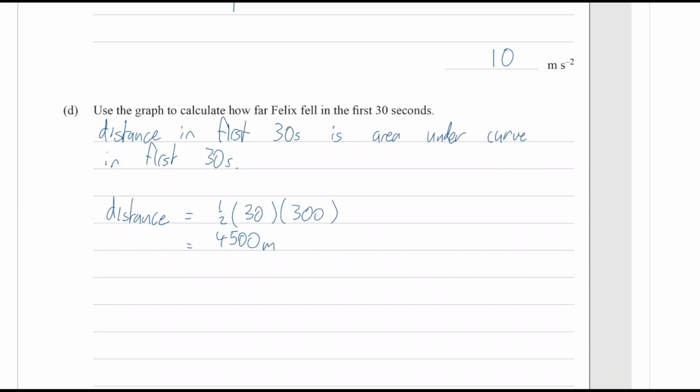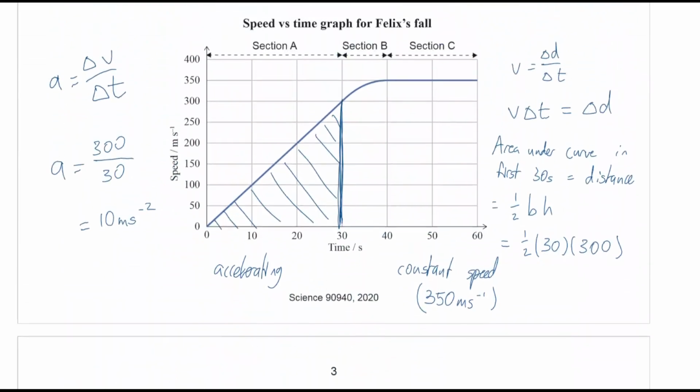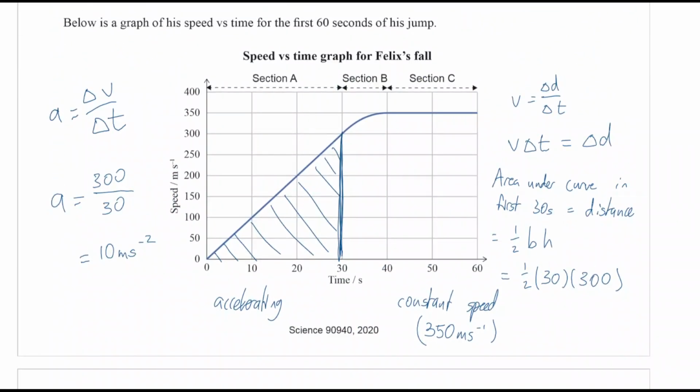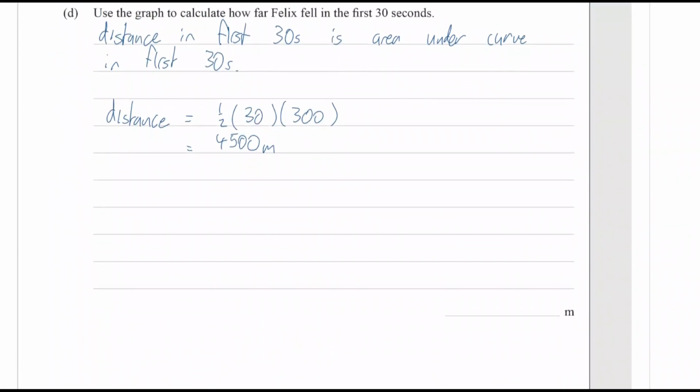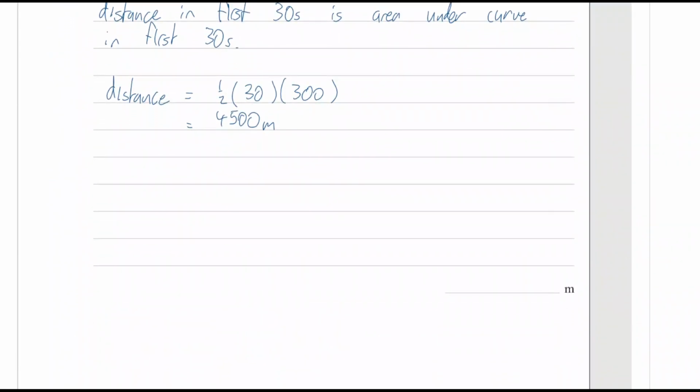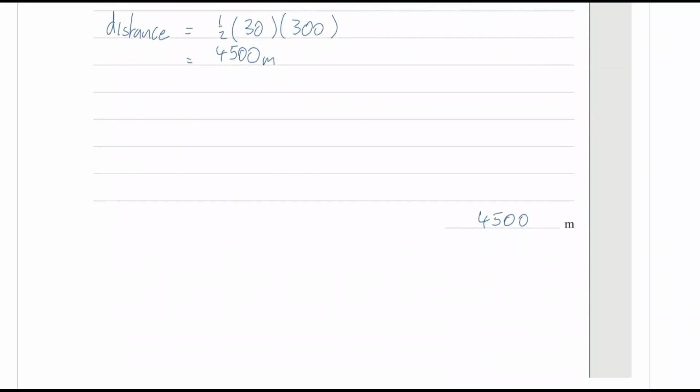So in 30 seconds, he has traveled 4.5 kilometers based off of this speed time graph, right, where he's accelerating at 10 meters per second squared for that time. Oh, they gave us the units again. Wow, this paper, they're too generous.